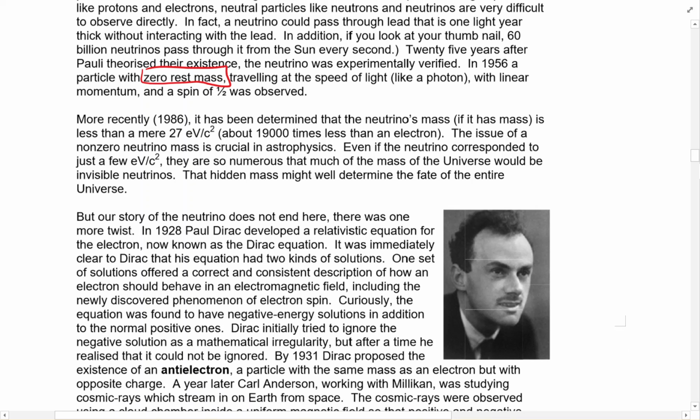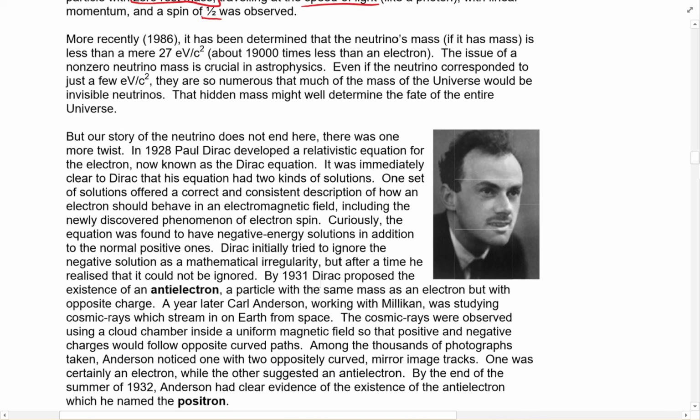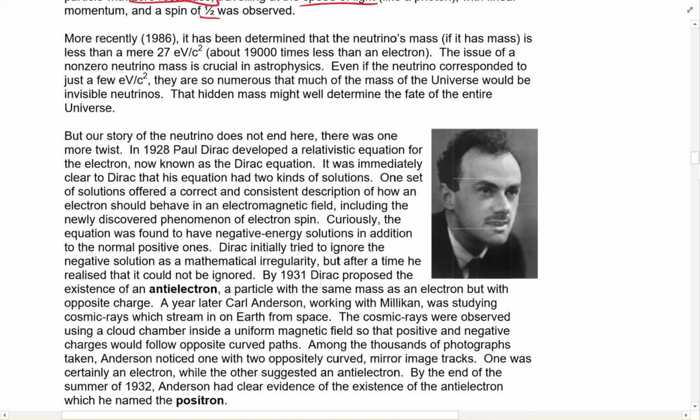Okay. And this thing travels at the speed of light, like a photon. And it has a spin of a half, like they were expecting that it must have to keep our conservation of angular momentum. Okay, so more recently, it was determined that a neutrino isn't actually massless. It has a mass, but its mass is 27 electron volts per speed of light squared.